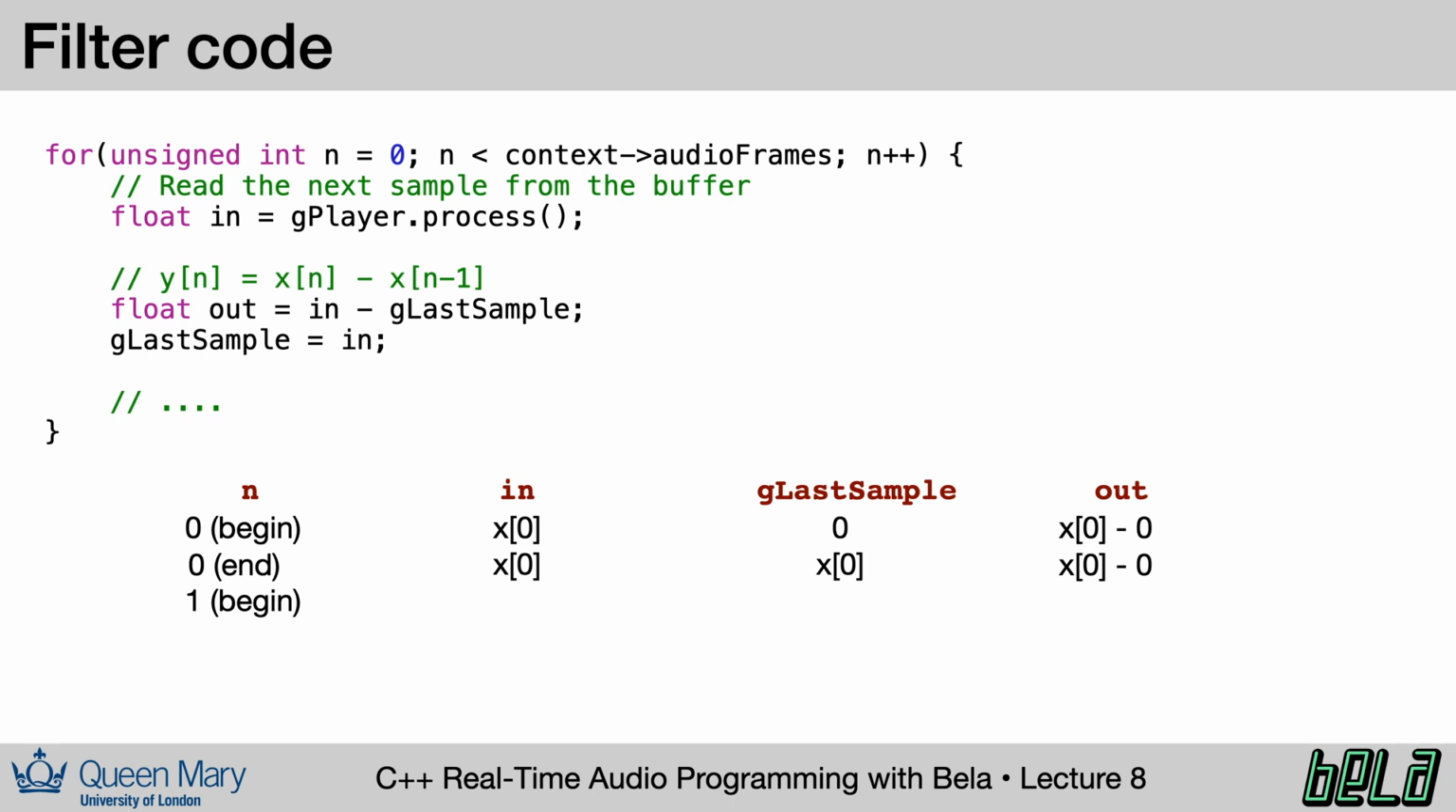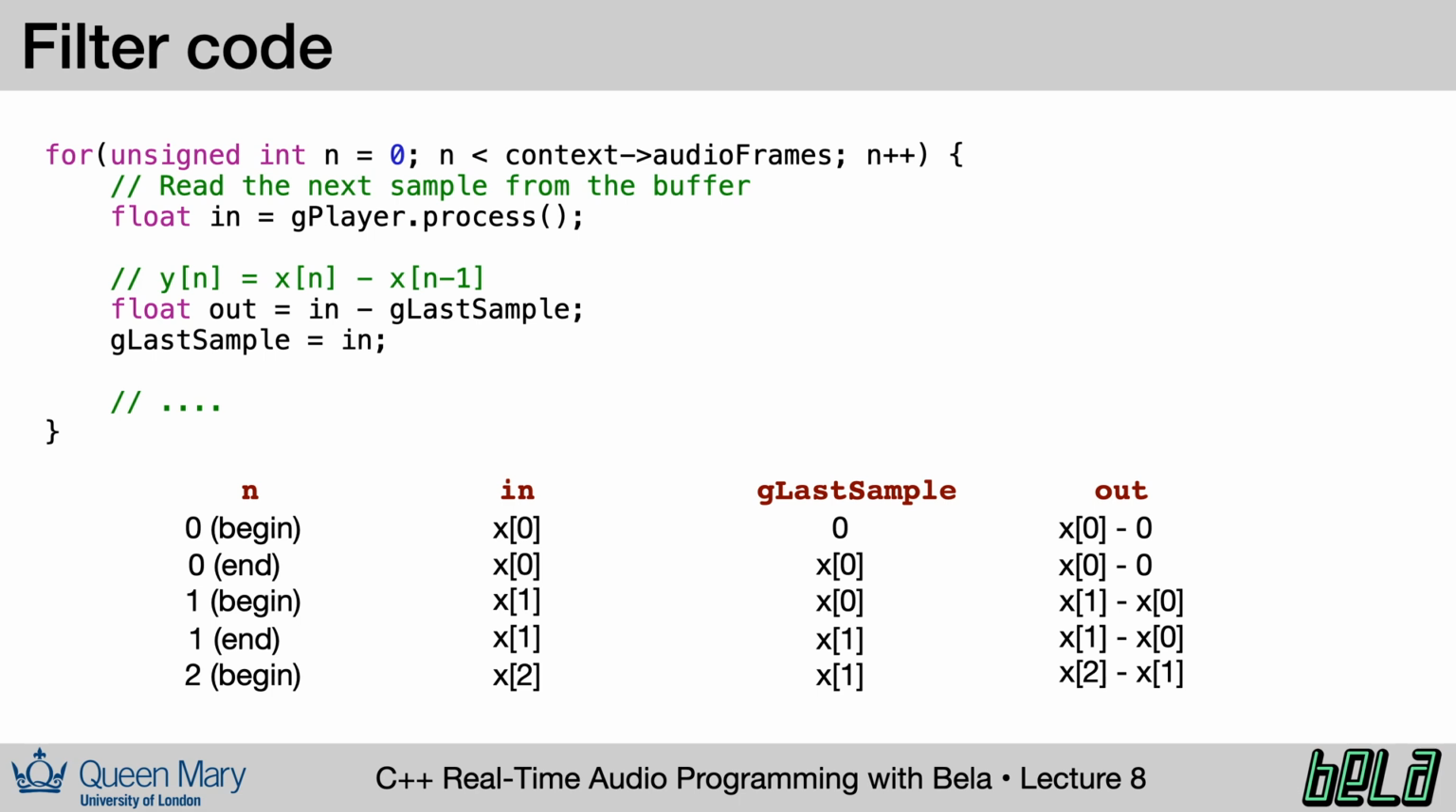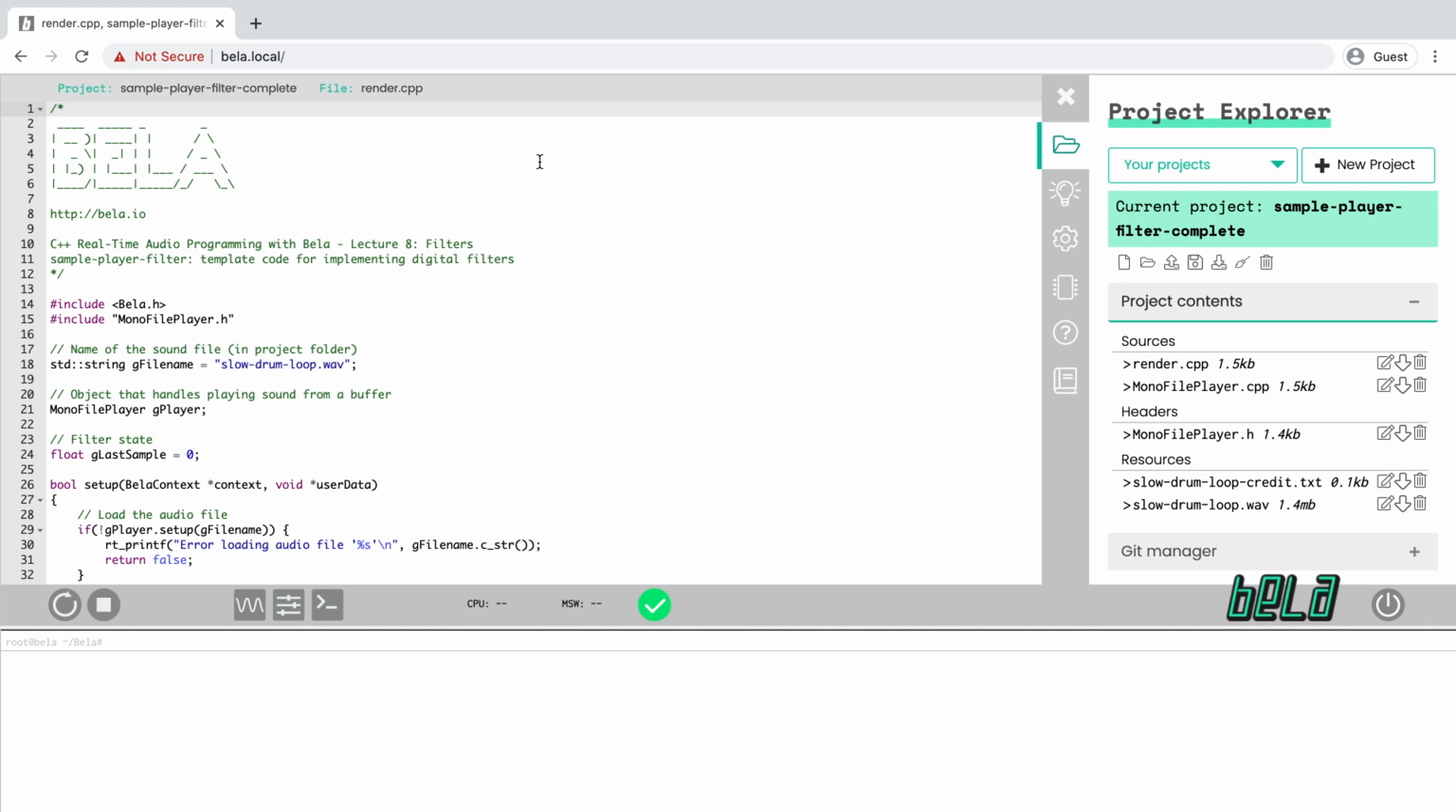Therefore, when we begin the second time through the loop, when n is equal to 1, in is going to be equal to x of 1, but glastSample is still going to be equal to x of 0. That means that we can calculate our output of x of 1 minus x of 0, as we want. Again, by the end of this loop, the value of in won't change, but glastSample will be updated to be x of 1. The output won't change, but that means that the third time through the loop, the input will be x of 2, glastSample will be x of 1, the output will be x of 2 minus x of 1, and so forth. And in this way, we keep track of the previous input and we're able to calculate this simple high-pass filter.